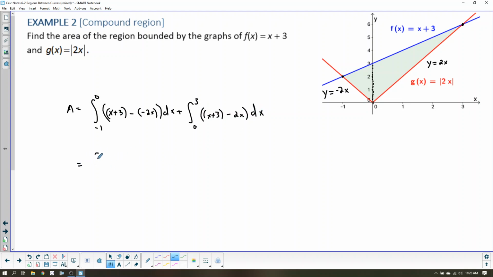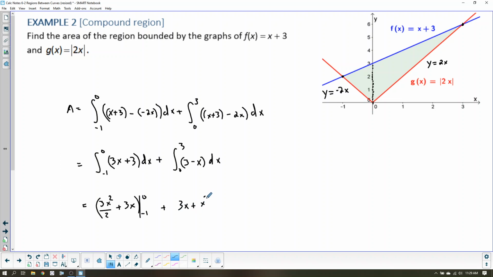All right, we simplify each of the integrands. So this negative is going to cancel here, so you do get 3x plus 3 on the first one. And on the second one, we're going to get 3 minus x, looks like. Antiderivatives, you've got 3x squared over 2 plus 3x. And the next one, you have 3x plus x squared over 2.